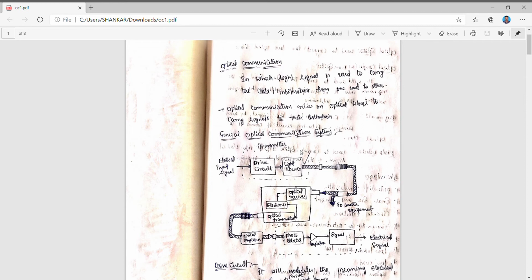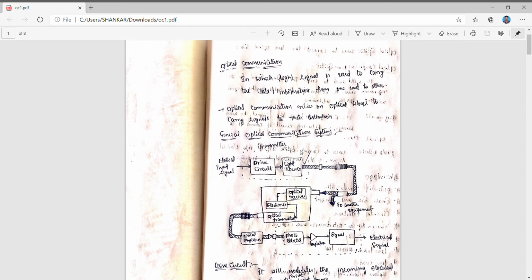Instead of a general communication system, we are using the optical communication system with the help of optical fibers. For the transmission of data with high speed and low losses, we have to transmit the data from one place to another with the help of optical fibers, with low loss and high speed of transmission.